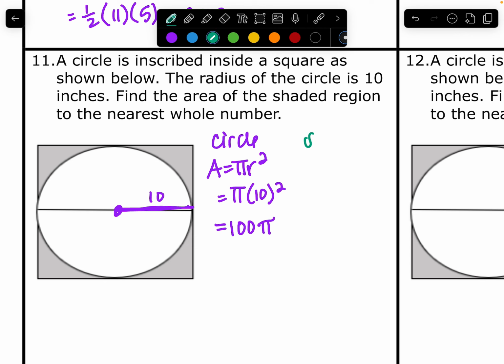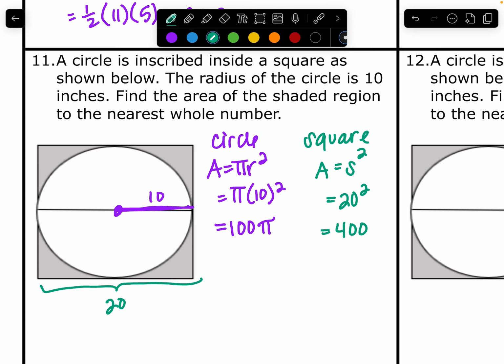Now we're going to do the square. Area formula for a square is length times width, or you can just do one side and square it since they're the same number anyway. Now, one side length is going to be 10 plus 10, right? Because 10 was only the radius. So that's going to be 20 to the second power, which is 400. All right, so now we're going to take those numbers and subtract them.